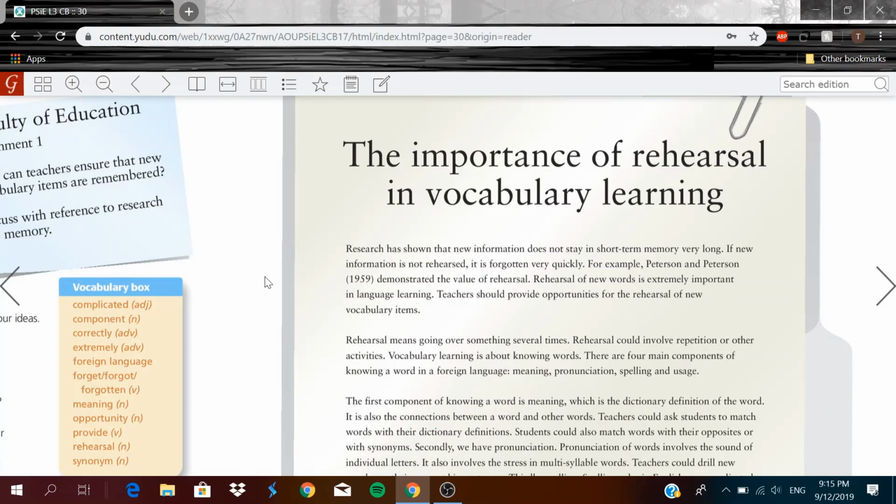So we have the importance of rehearsal in vocabulary learning. Research has shown that new information does not stay in short-term memory very long. If new information is not rehearsed, it is forgotten very quickly. For example, Peterson and Peterson, 1959, demonstrated the value of rehearsal. Rehearsal of new words is extremely important in language learning. Teachers should provide opportunities for the rehearsal of new vocabulary items.